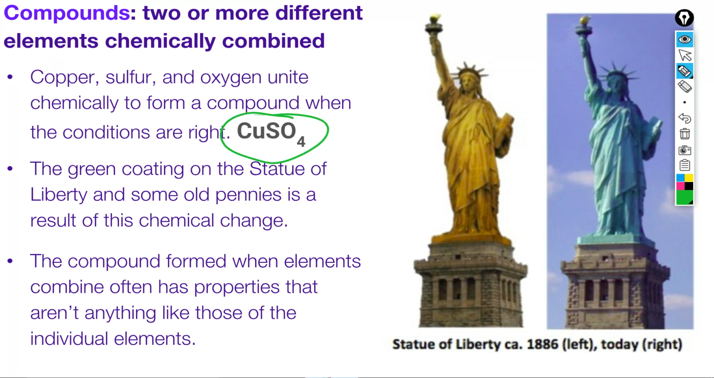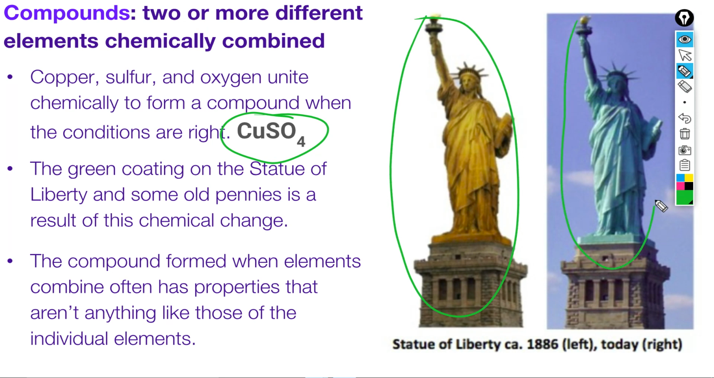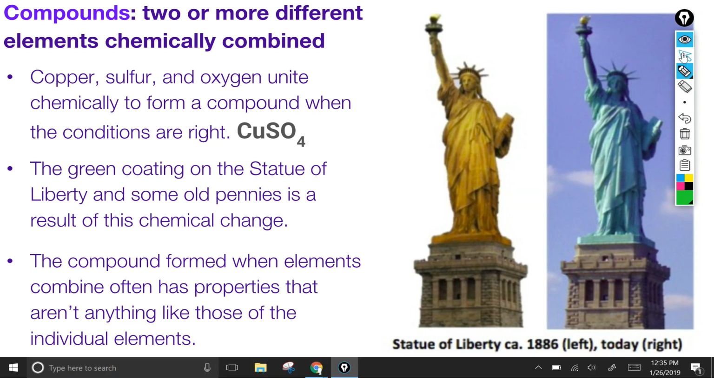CuSO4, copper sulfate. That is a compound that forms. We had the original Statue of Liberty, and then sulfur and oxygen in the air reacting with that copper forms copper sulfate. And that's why the Statue of Liberty now looks like this. So compounds are when 2 or more elements are chemically combined.